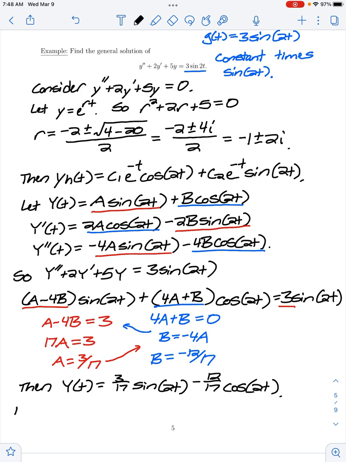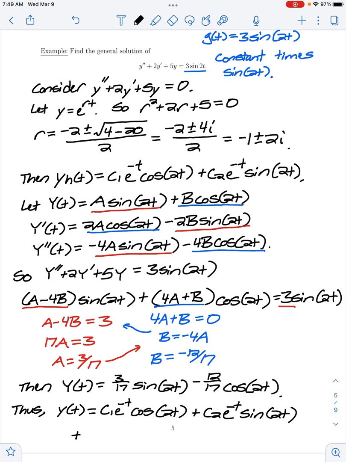And then to get our general solution of the non-homogeneous equation, we take the sum of our homogeneous solution, c1 e to the negative t cosine of 2t, plus c2 e to the negative t sine of 2t. And then we add our particular solution, which was 3/17 sine of 2t minus 12/17 cosine of 2t.